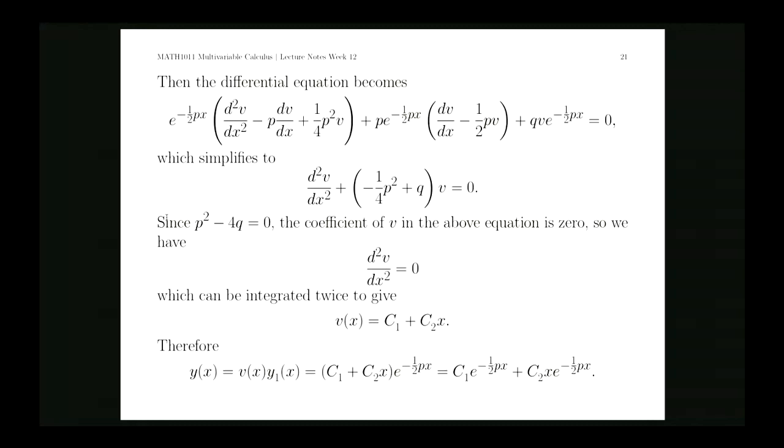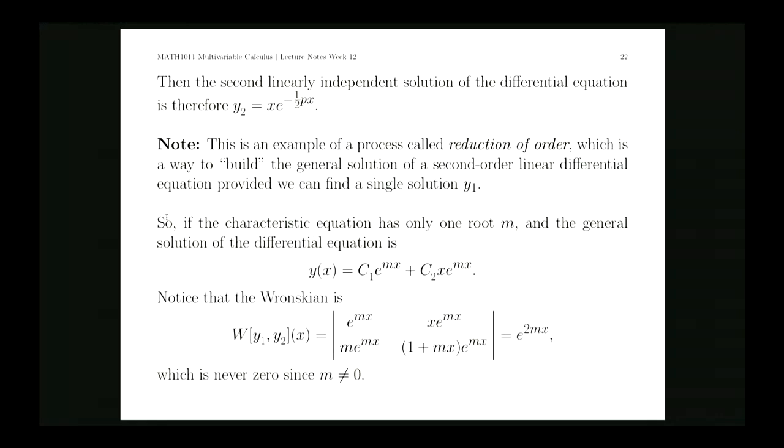So in other words, this process is telling you that when you've got a repeated root and you only get one solution, your second one is x times your first one. So this is a process called reduction of order. And although you might wonder why, we didn't reduce the order of anything.